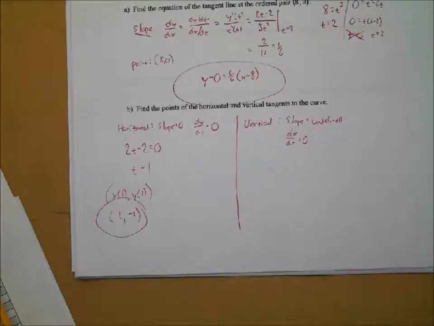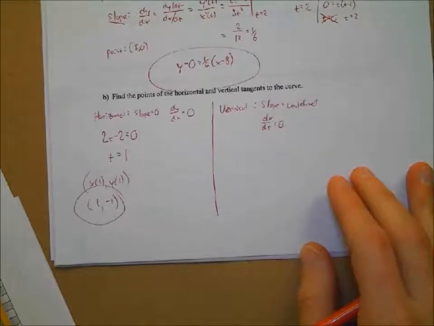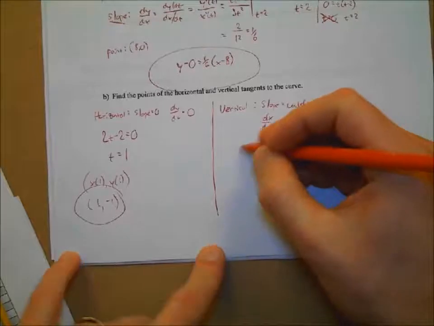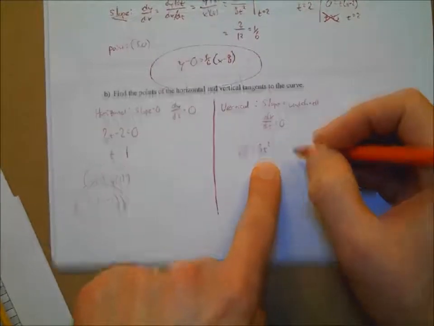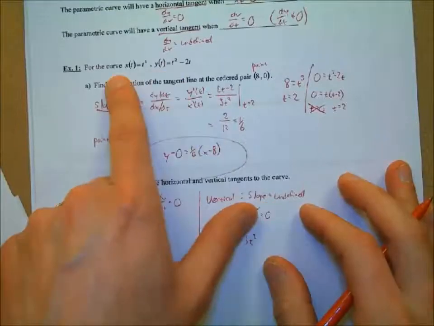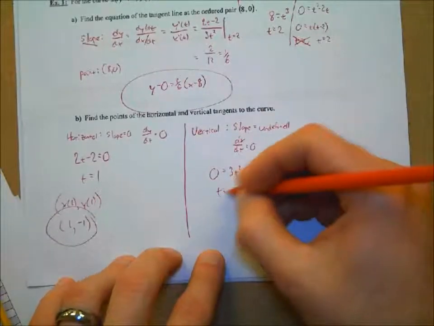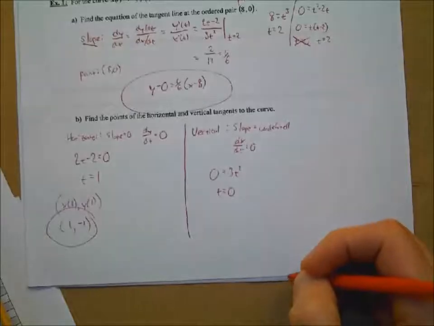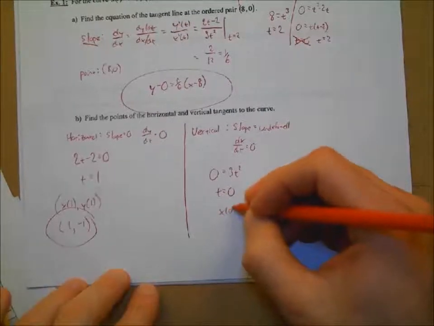Nick, how about the second one here, the vertical? So at what time are we undefined here? t equals 0. Right, because we're going to set 0 equal to 3t squared, which is the bottom of our derivative there. So the derivative of x, or x prime of t, is 3t squared equal to 0, so t equals 0.